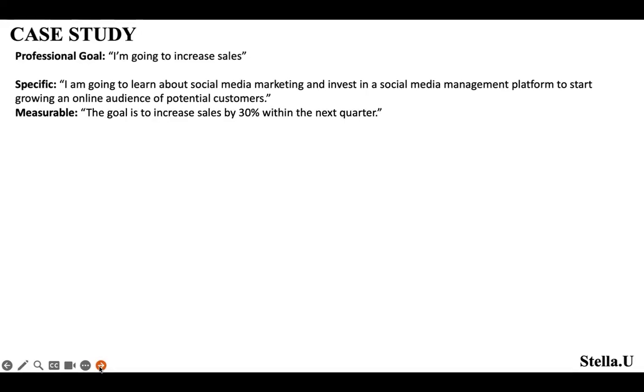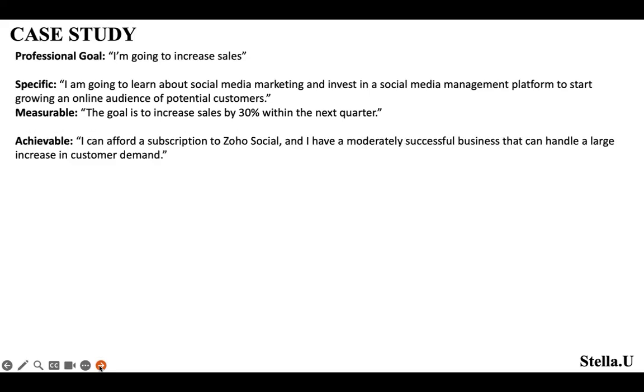And then how do we measure if sales are increasing indeed? Okay, I want sales to increase by 30%. Okay, you want to do the math. What is 30%? If you say 30% of 1 million naira, it means you want to increase sales by 333,333 naira. So now we made it measurable.